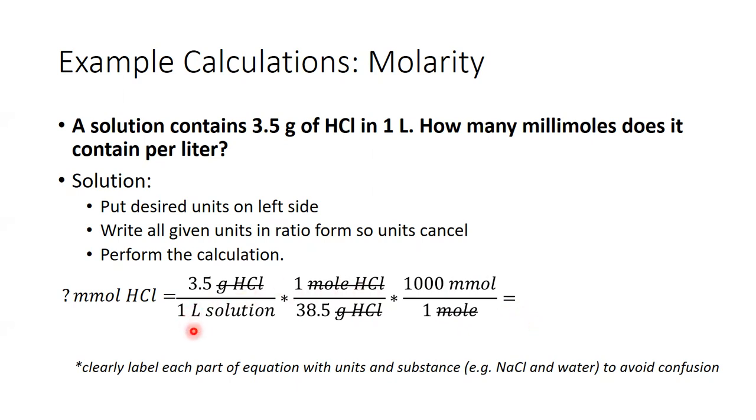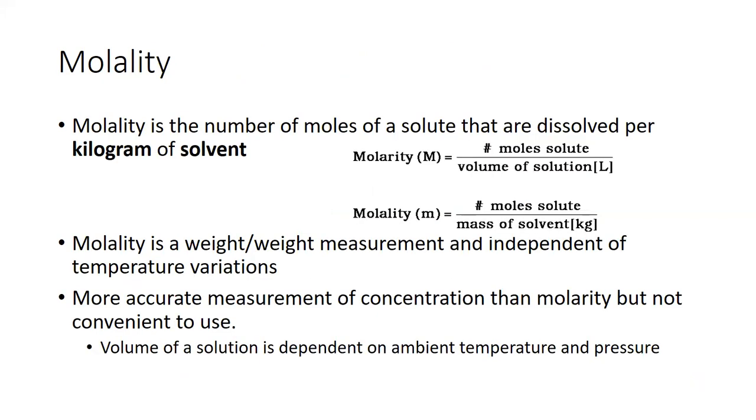So right now at the end of this, we have liters that isn't crossed off, and we have millimoles that isn't crossed off. So this will give us 95.9 millimoles per liter of hydrochloric acid in our solution. All right, so that was molarity.